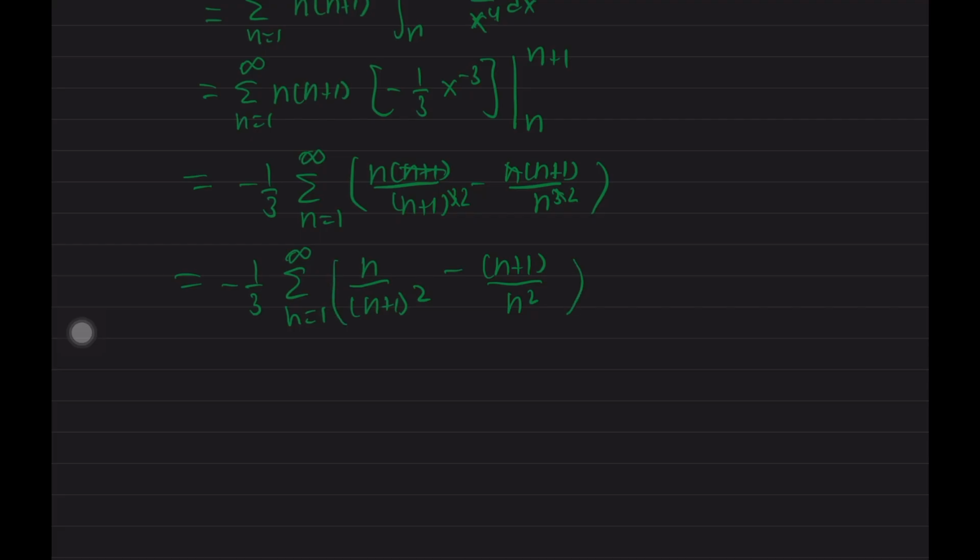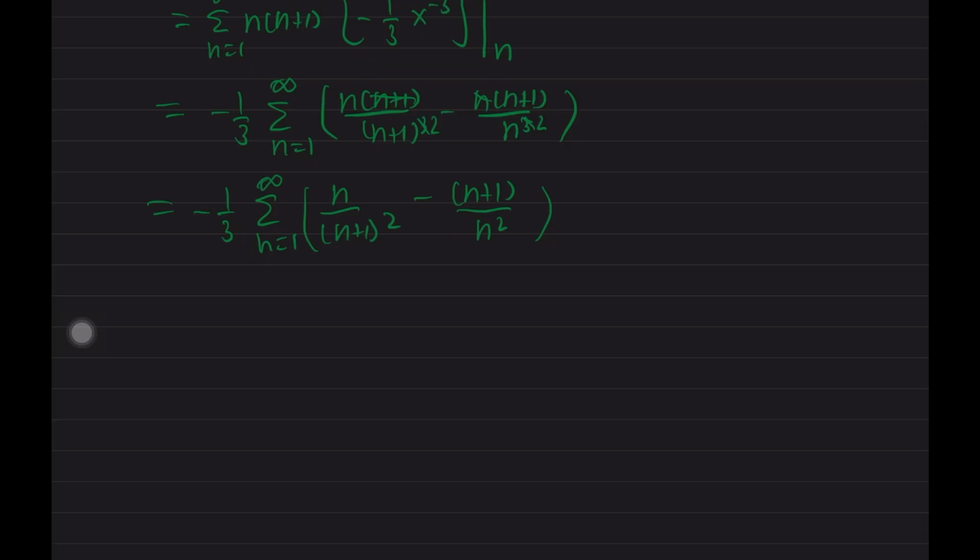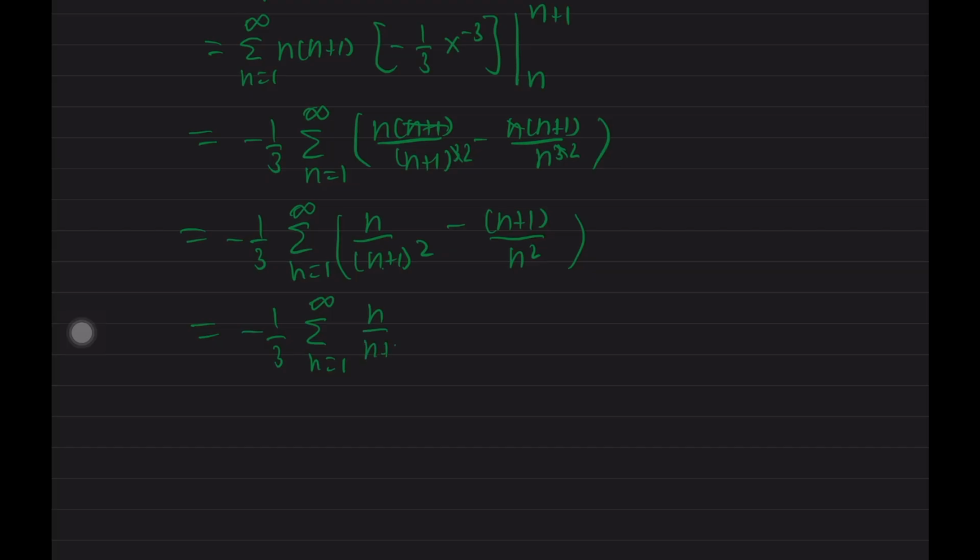Our goal now is to make this into a telescoping series. How can we do that? This is n plus 1, so we want this to be the previous term, n minus 1. Here we have a plus 1, where we want a minus 1, so we added 2 here. So we need to subtract 2 over n squared. And now we have this infinite series.